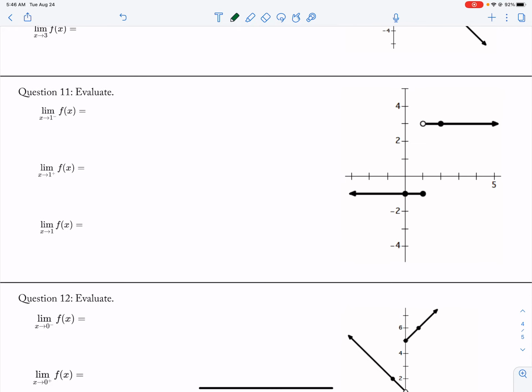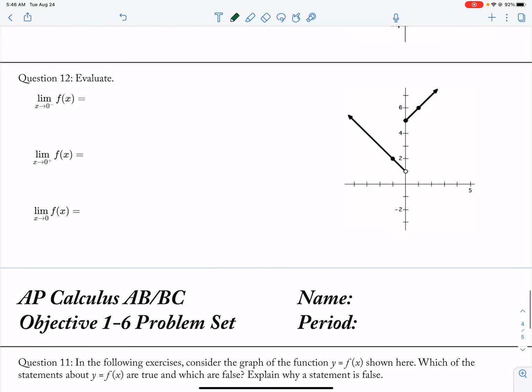Horizontal lines, so I'm approaching from the left and I get -1, approaching from the right and I get +3, and again, they are not the same, so this overall limit, again, does not exist.